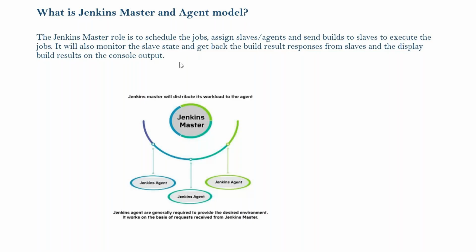In reality, what happens is we have to create a few more servers. We call them slaves. Here in this picture we are seeing three servers. Jenkins agents are generally required to provide the desired environment. They work on the basis of requests received from the Jenkins master. So in reality, we will create a few more servers, and the servers will have different configurations. For example, some servers have 4 cores or 10, 12 cores with 32 GB RAM, and some servers have different configurations for different purposes.